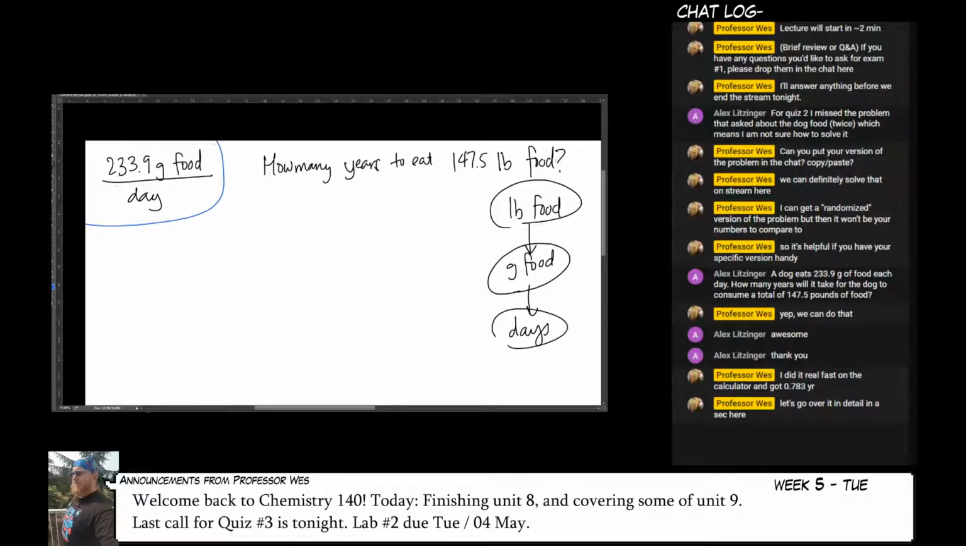And once you know that, you then can convert to years. So let's do that. First I'm going to write in all the relationships. 1 pound is 453.6 grams according to Google. I looked that up during the break, just so we wouldn't waste time on that. And then the number of grams of food per number of days, that's this relationship right here. 233.9 grams is 1 day. That's a day's worth of food for the pup. And then 1 year is 365.25 days.